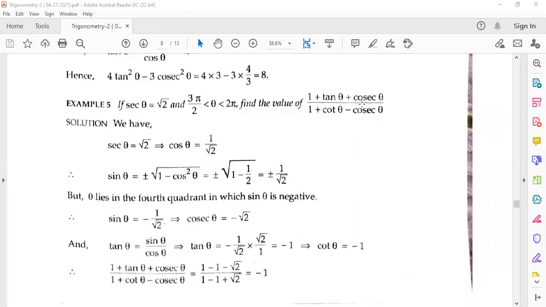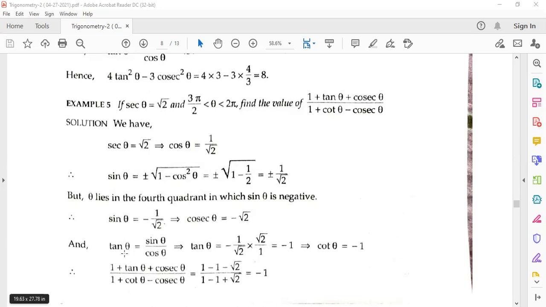We have to find out the value of 1 plus tan theta plus cosec theta by 1 plus cot theta minus cosec theta. Sec theta is given, so from here we can find the reverse of sec theta, which is cos theta. We got the value of cos theta. In the fourth quadrant, sin theta is negative. So sin theta is plus minus 1 by root 2, but as theta lies in the fourth quadrant, sin theta is negative. So sin theta is coming minus 1 by root 2, so cosec theta equal to minus root 2.